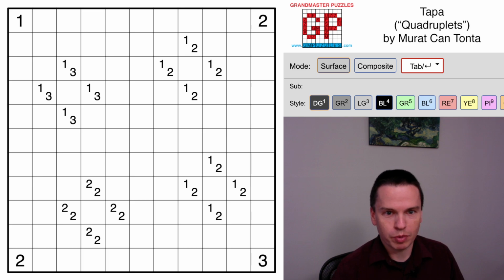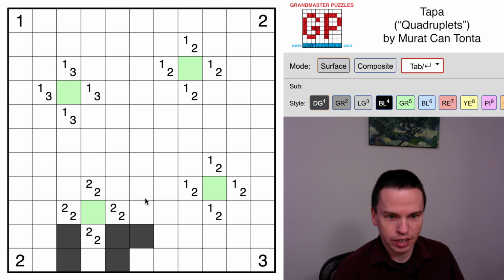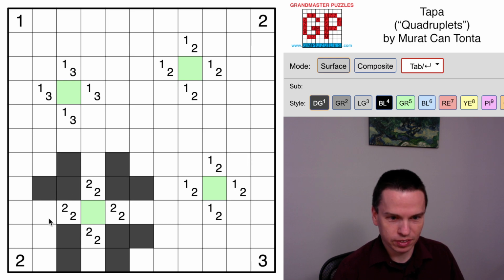So here to solve this Tapa by Murat Can Tonta called quadruplets, for these 4 clue groups that have the same repeated clues around them. 2-2, which is quickly resolved, actually around all of this space like so. We've got a set of no 2x2 rules, some connectivity cells.